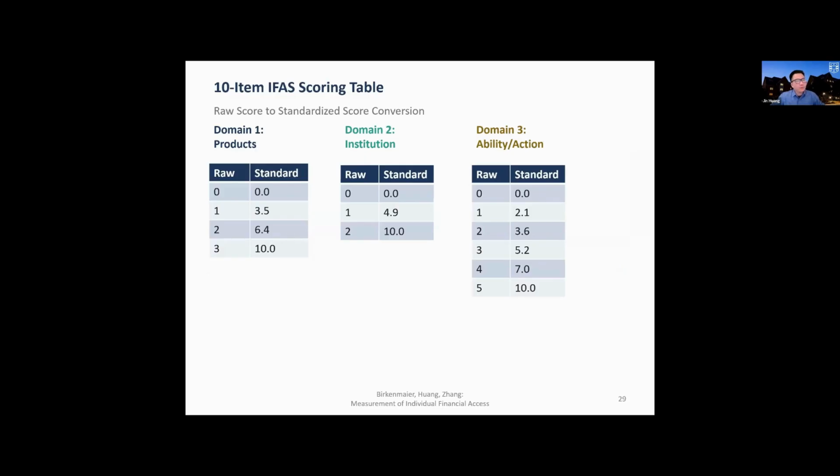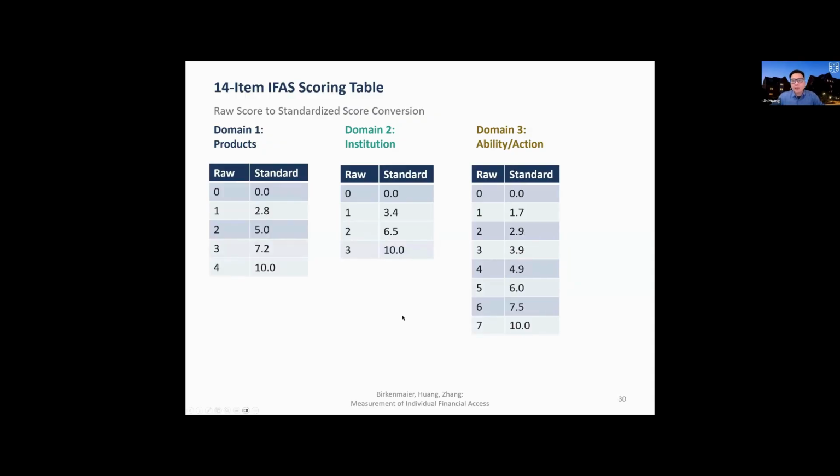If people identify one ownership among these three products, they are going to get 3.5 scores. And if they have two financial products ownership, that's going to increase their score to 6.4 within this domain. And the final score here is 10. So you can see that we have 10 across all three domains. Altogether, the total score of these 10 item measure is going to be 30.